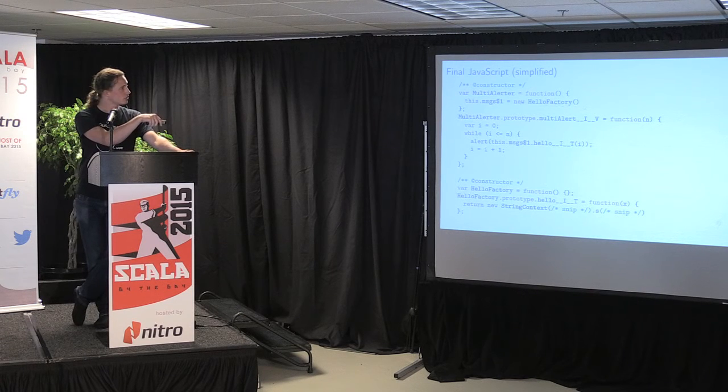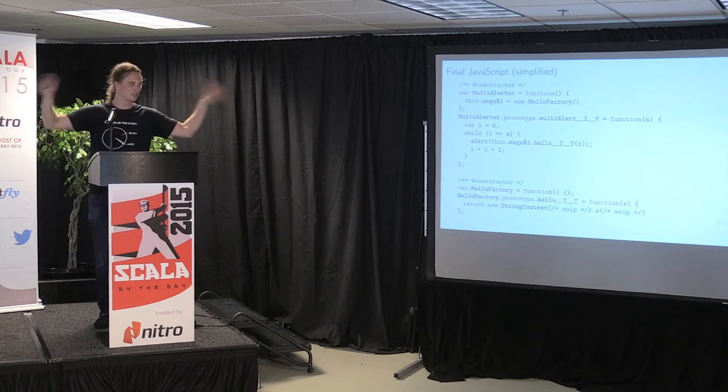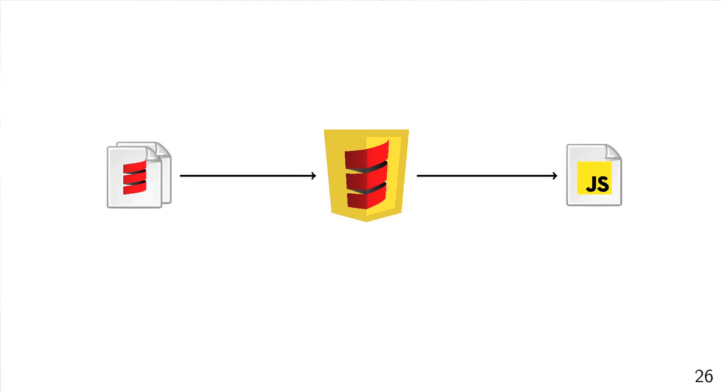Right, so the constructor here of the multi-iterator, the for loop, which is now a while loop, and the hello method here, which, yeah, I didn't go into the details of the string context. There are a lot of instantiations of C wrappers and JavaScript arrays and whatnot. All right.